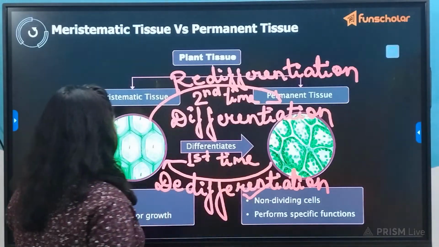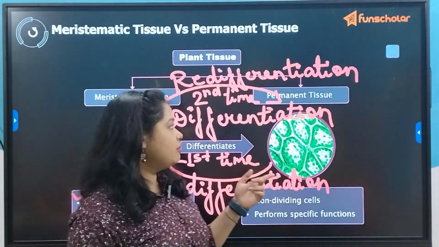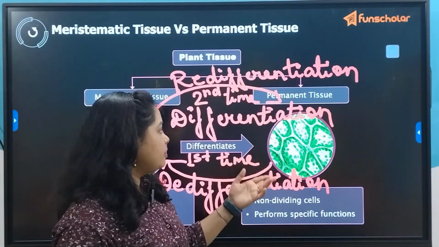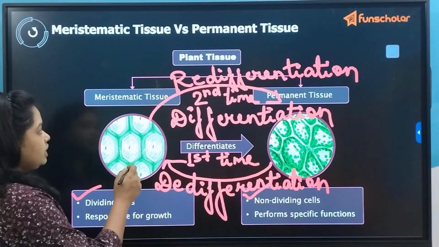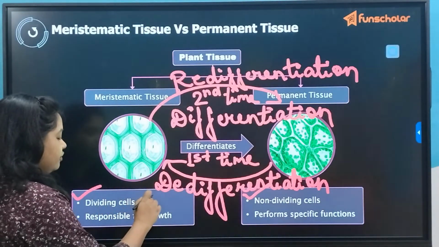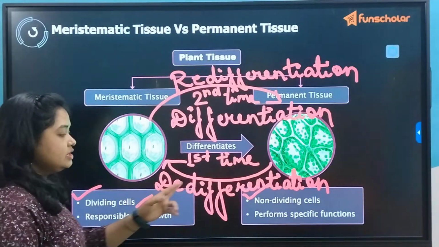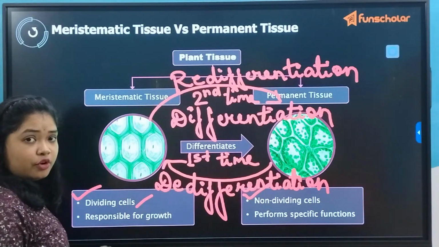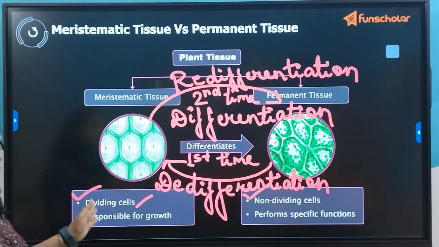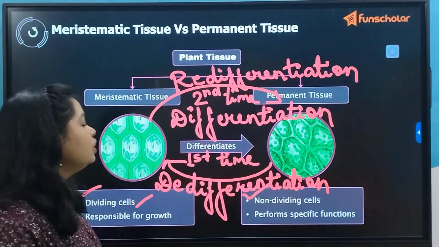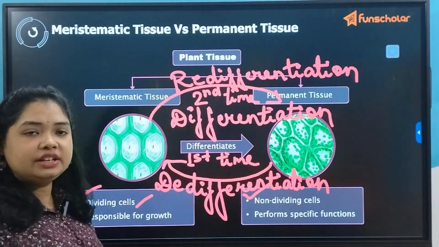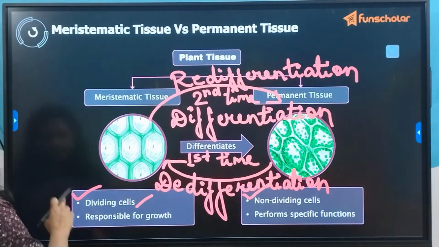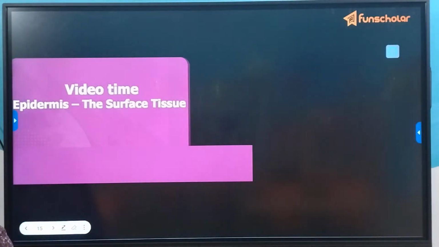Let me revise for all of you. First, when for the first time the meristematic tissue gets converted into permanent tissue, it is known as differentiation. Then if for some reason the permanent tissue gets converted back to meristematic tissue and regains its capability to divide, it is known as de-differentiation. And then after performing that function of cell division for a specific purpose, it gets converted back to permanent tissue for the second time, and that is known as redifferentiation. So differentiation, de-differentiation and redifferentiation are the three processes of conversion.